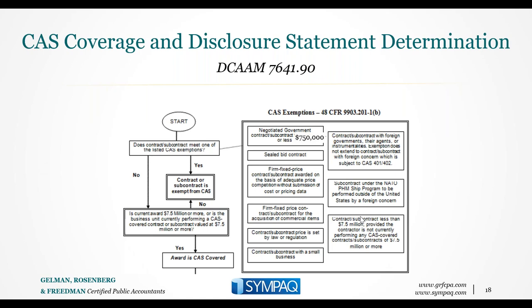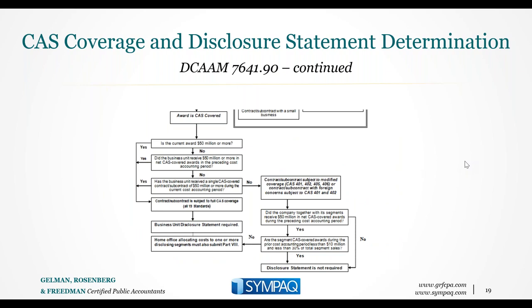DCAA, in their audit manual, they have also this picture, this flow chart. We had to update the amount to 750,000 in this block up here. But this gives you a flow chart of how it goes through. Yes, no, am I exempt or not exempt, and so forth. And on the next page, they go through all the things that get into whether you're modified CAS, full CAS coverage, and then are you subject to a CAS disclosure statement. It's not an easy thing. It's hard to diagram, it's hard to show this stuff, but it's probably the best thing out there.